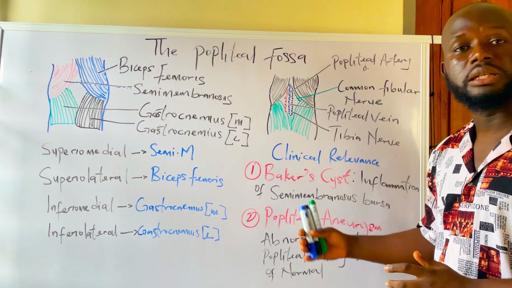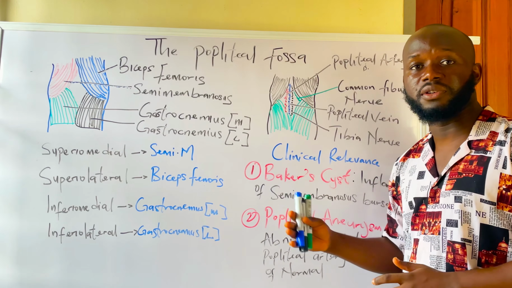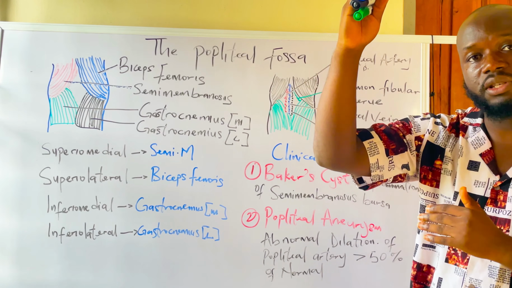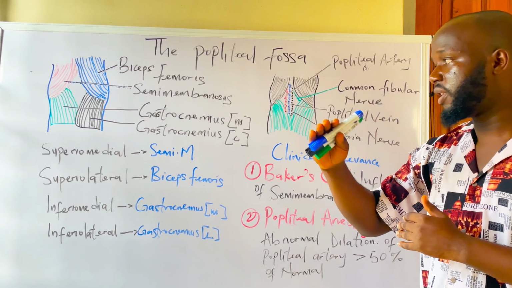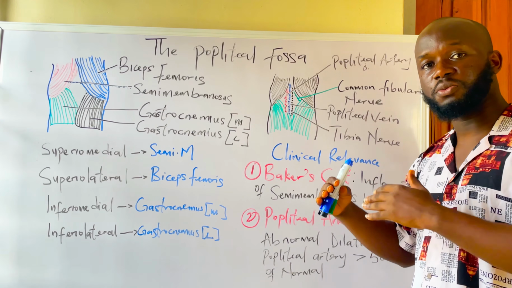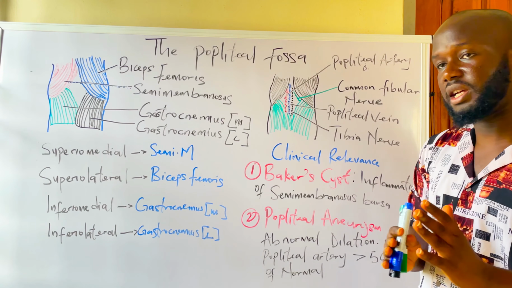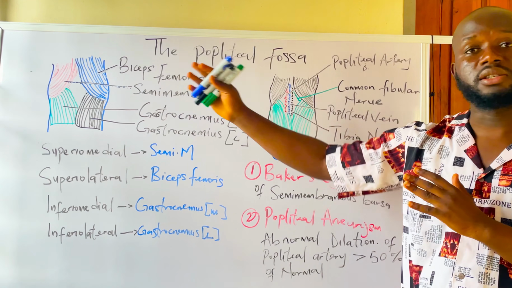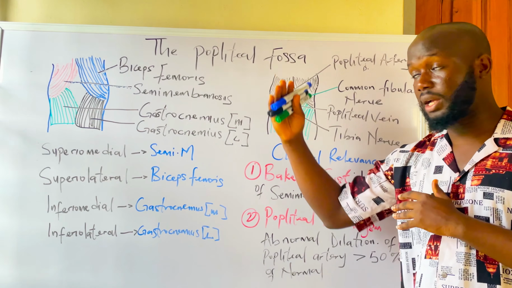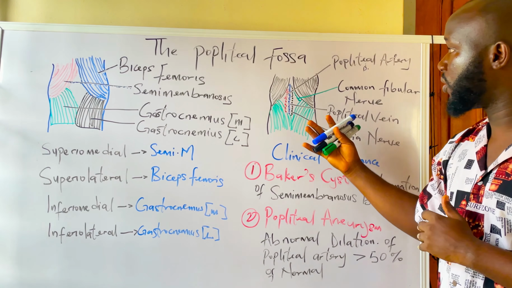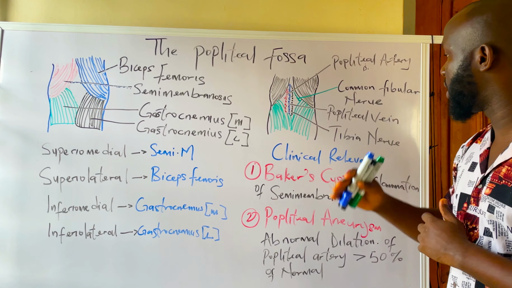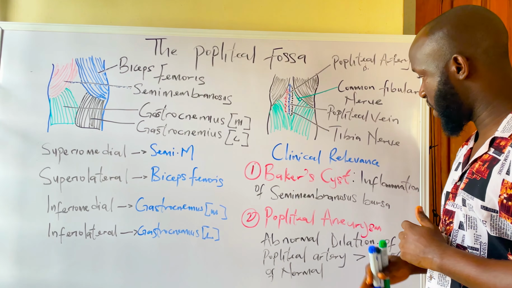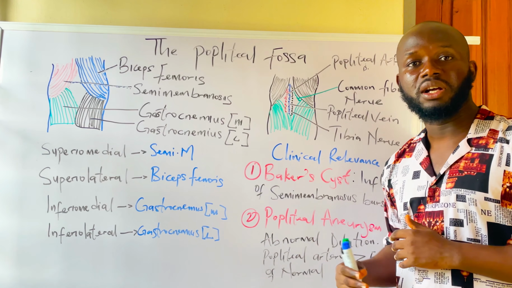So that is all on the popliteal fossa that I've discussed in this class. The borders: it has a superior border, an inferior border, superomedial, superolateral, inferomedial, and inferolateral. The gastrocnemius muscle forms the inferior border, the medial and the lateral head, the medial by the semimembranosus, the lateral by the biceps femoris, that's the superior aspect. Then for the contents, popliteal artery, common fibular nerve, popliteal vein, then the tibial nerve. Then for the clinical relevance, we have the Baker cyst and the popliteal aneurysm.